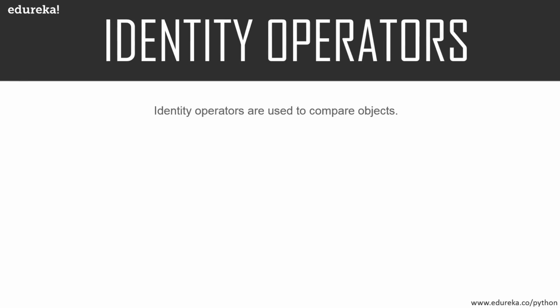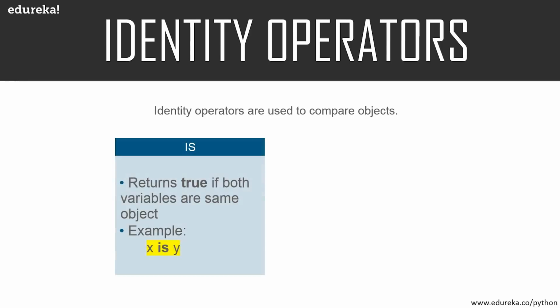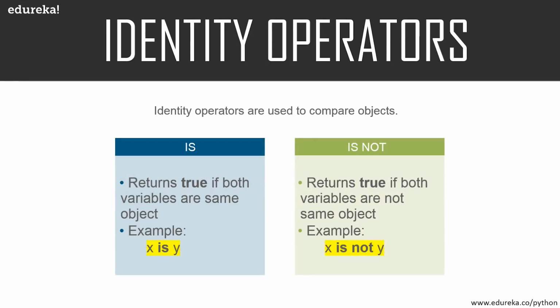operators. So identity operators are used to compare objects. Now you must be wondering, what are objects here? Everything in Python is actually an object, so we can use the data types as objects as well. So let's try to understand what the identity operators in Python are. We have is and we have is not. So these are the identity operators. What is does is it returns true if both the variables are the same object.